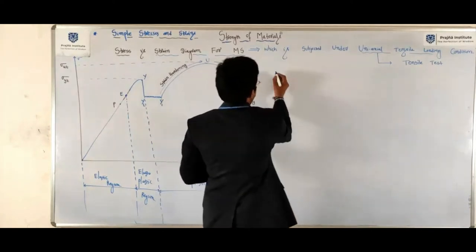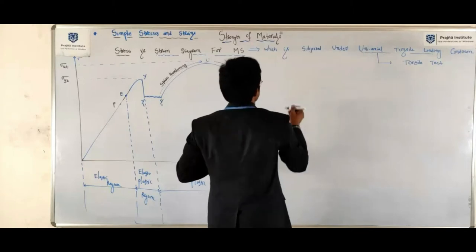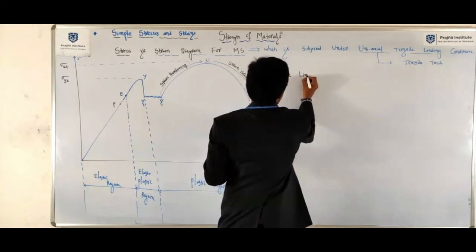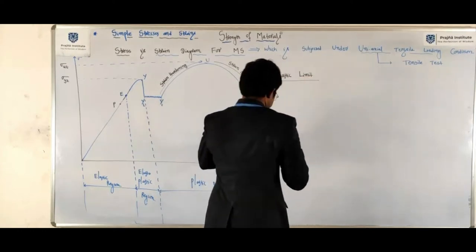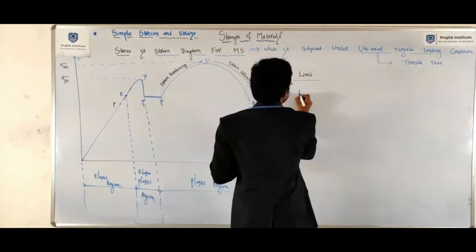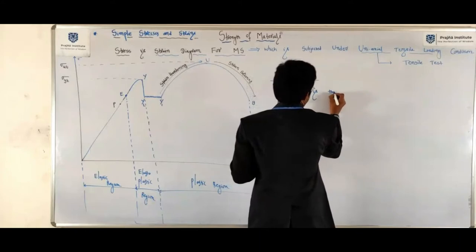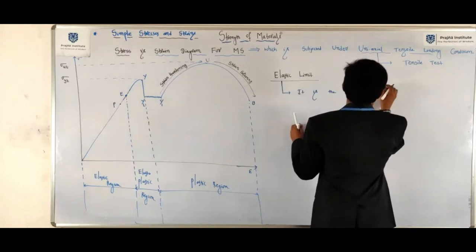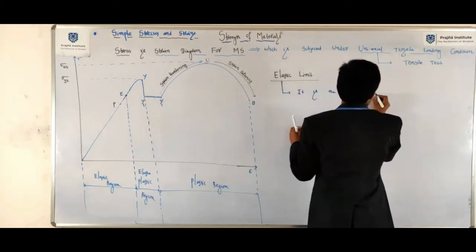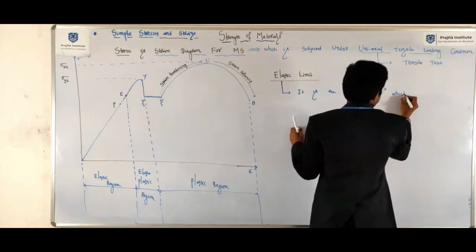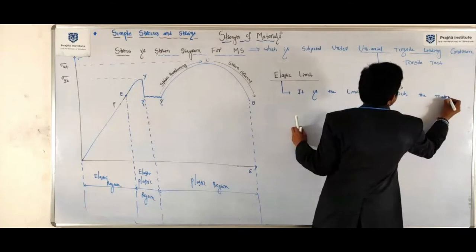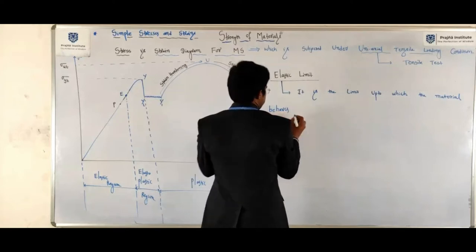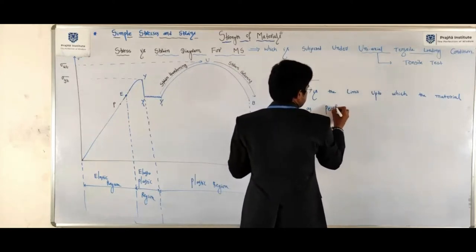Next, elastic limit. It is the limit up to which the material behaves as perfectly elastic.